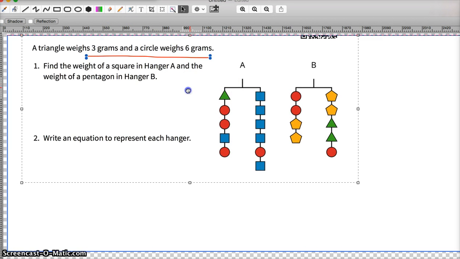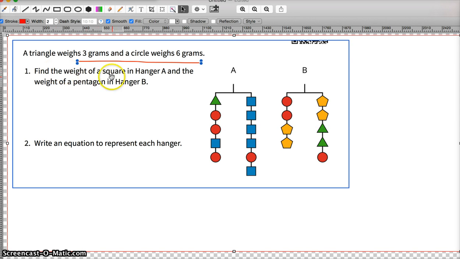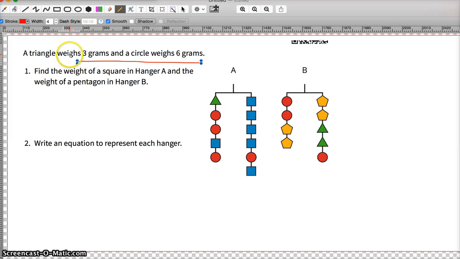Here we go. Okay, so let's take a look at these two problems. It says find the weight of a square in hanger A and the weight of a pentagon in hanger B, given this information. So let's go ahead and write this information in. A triangle weighs 3 grams. Every time I see a triangle, I need to put a 3. And a circle weighs 6 grams. Let me write that in black. This is going to be 6, and we'll fill in all the circles with 6's.